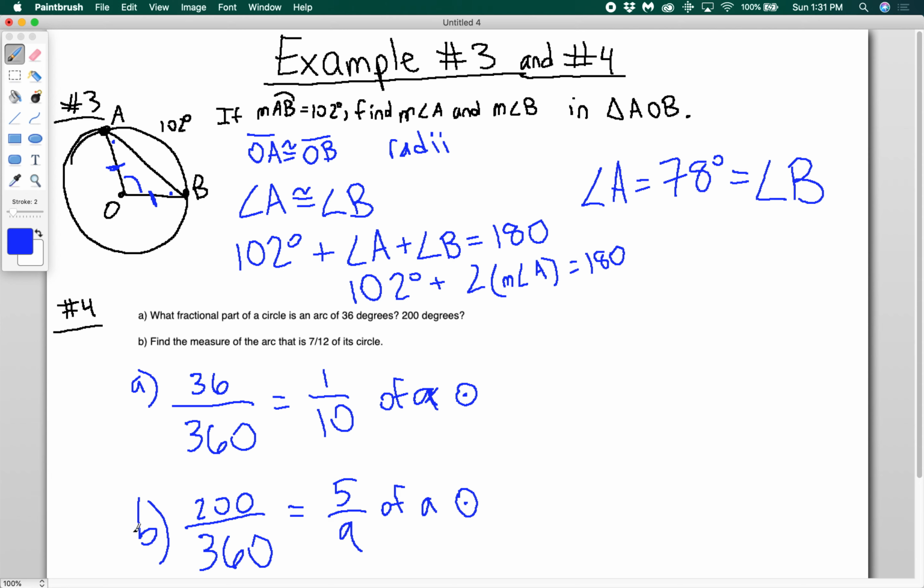Okay. Actually, this is also part A. And then part B, find the measure of the arc that is 7/12 of its circle. So we're kind of working the other way here, right?